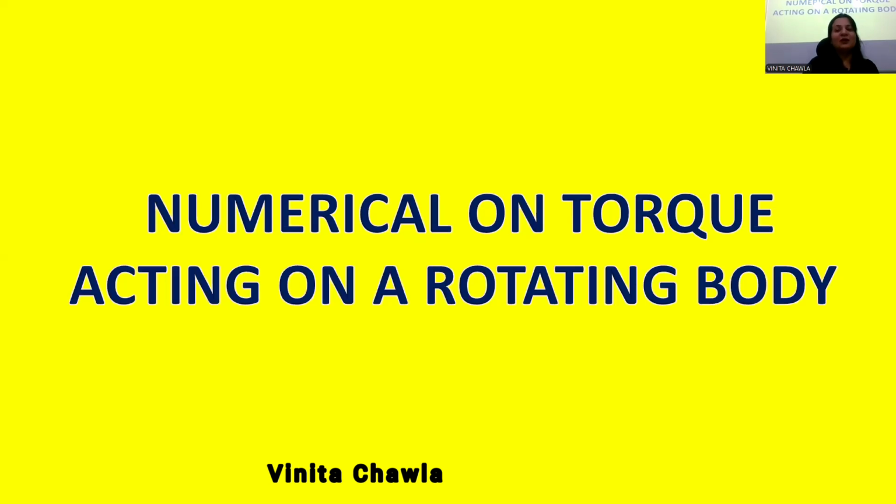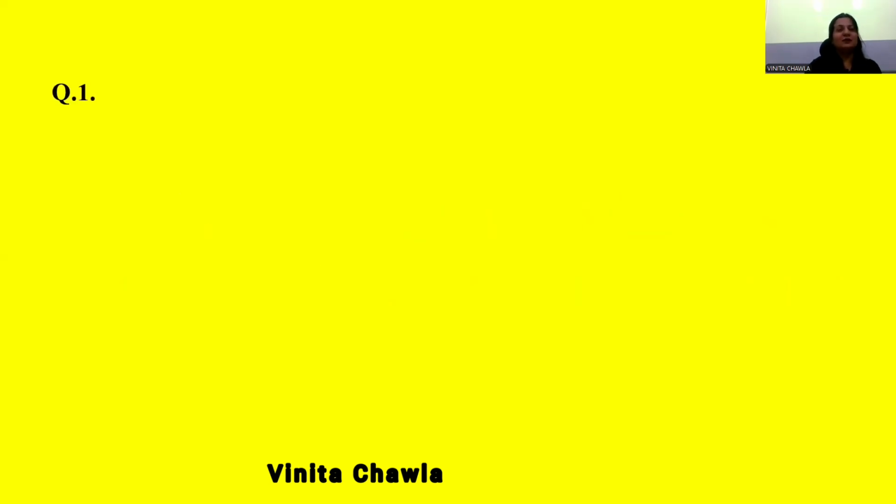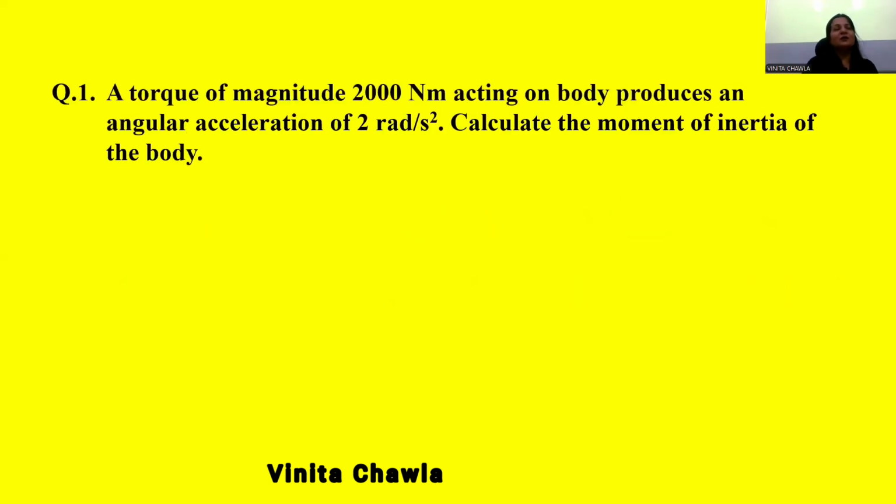Numerical problems based on torque acting on a rotating body. Okay. First question is this. A torque of magnitude 2000 Newton meter acting on a body produces an angular acceleration of 2 radian per second square. Calculate the moment of inertia of the body.